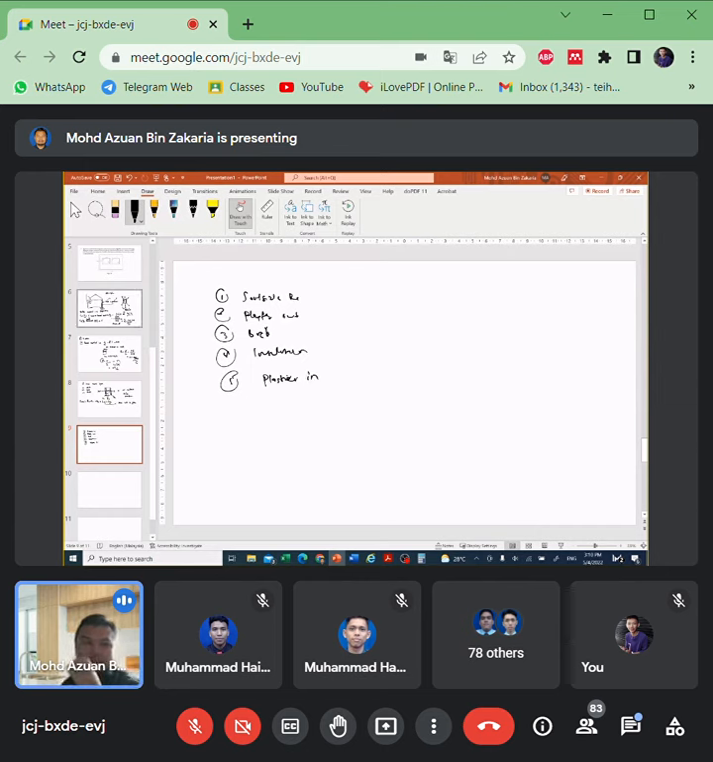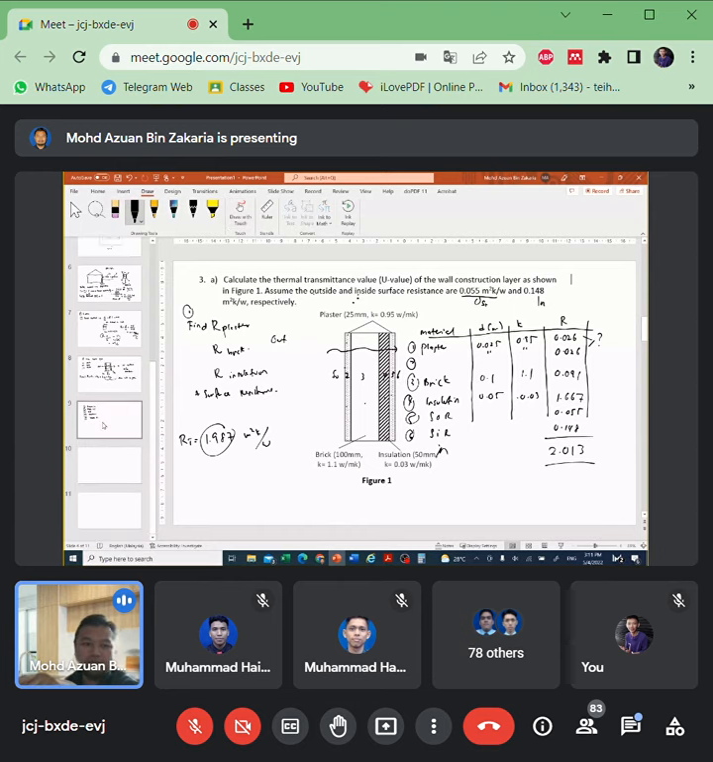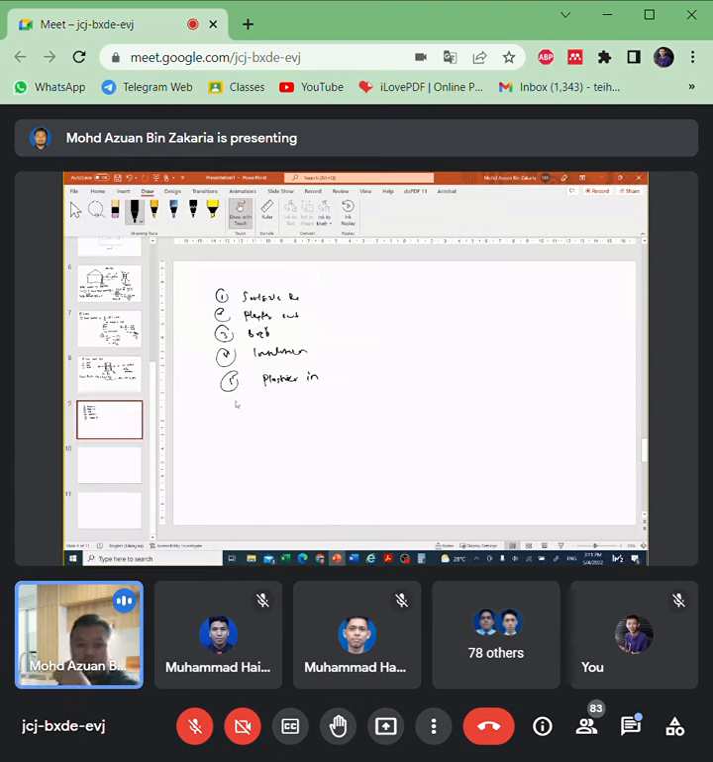For example, this one. We have to follow one by one. For example, this is out, this is in. Firstly, we have surface out, and then plaster. Number 2, number 3 brick, number 4 insulation, number 5 plaster, number 6 surface in. For example, green building index, they also see your arrangement of layers, surface in. Okay, and then you calculate.